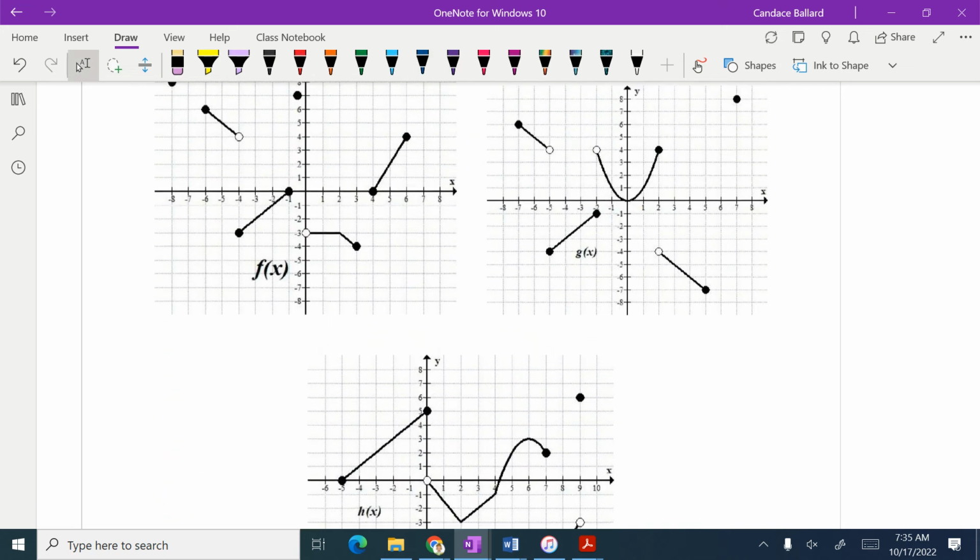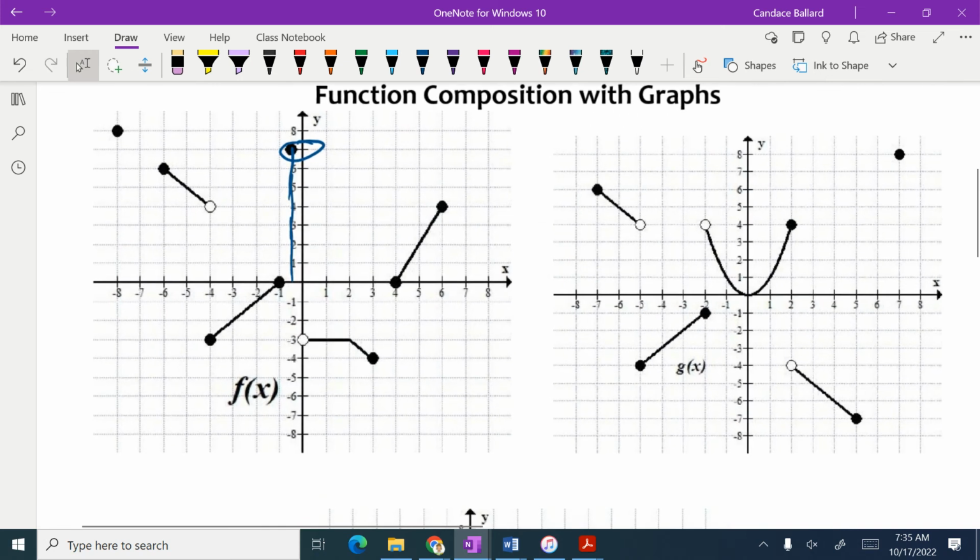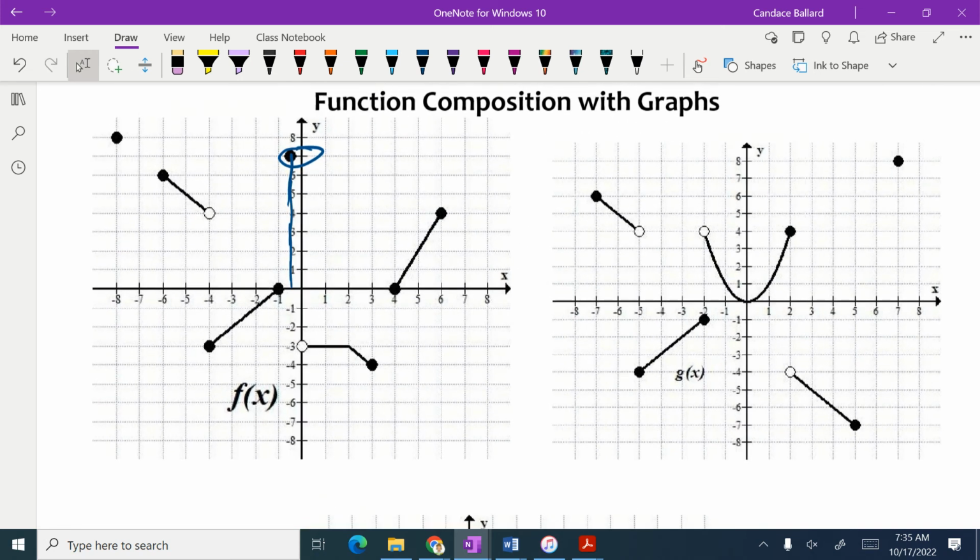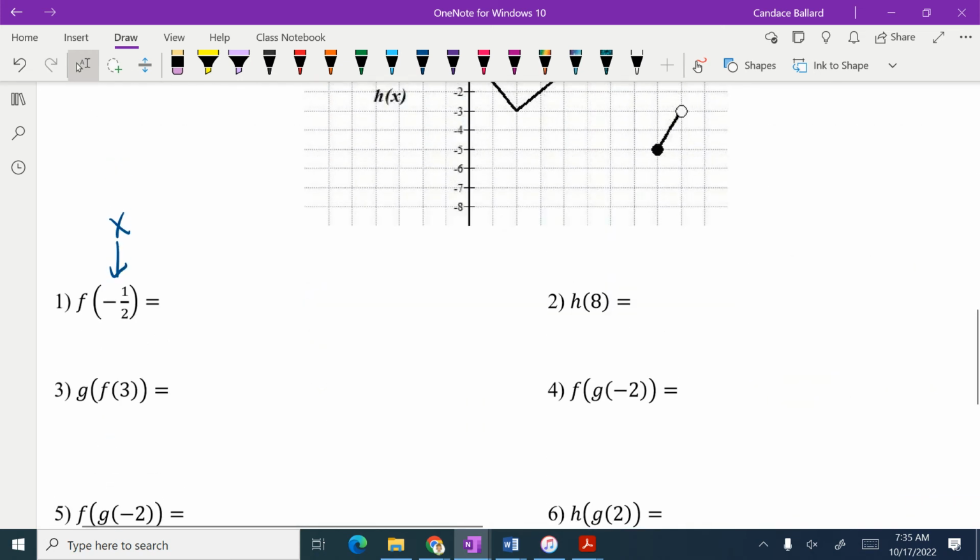So f of negative 1/2. And I'm looking, and remember, I'm looking for solid things when I'm looking for the value. So it looks like f of negative 1/2 is at what y value there? Looks like 7. Okay, so that one's 7. All right, you guys try number 2. Find h of 8.